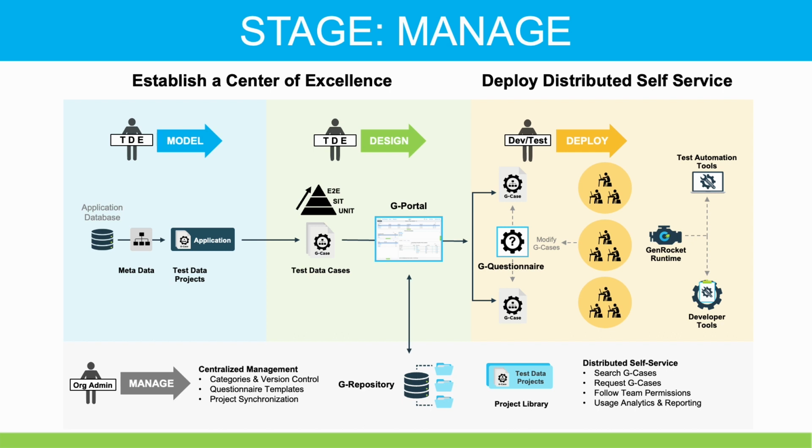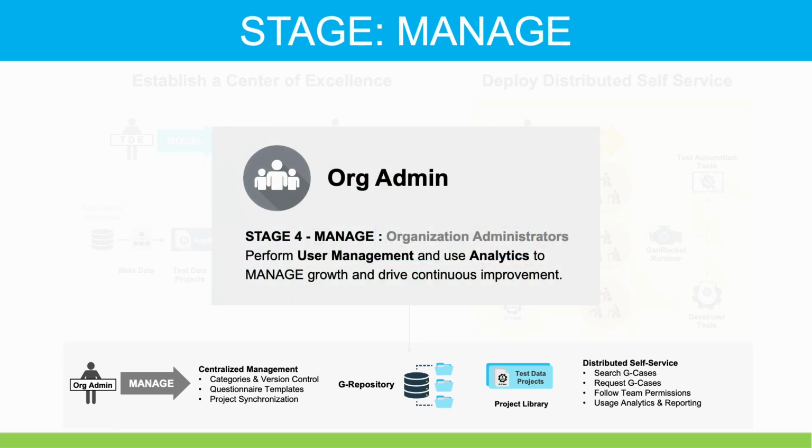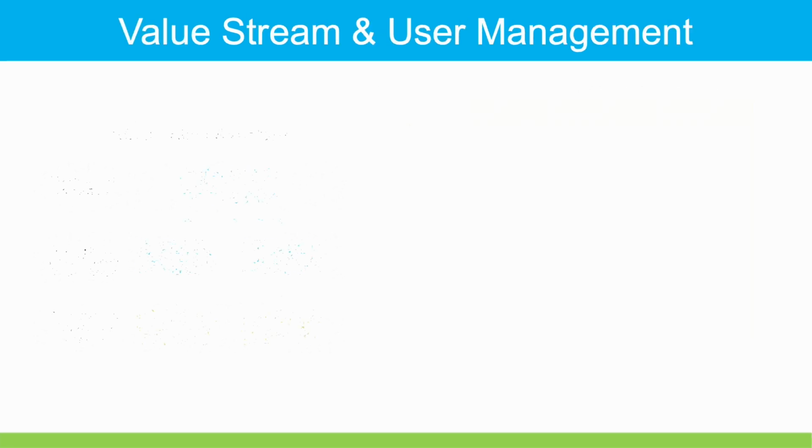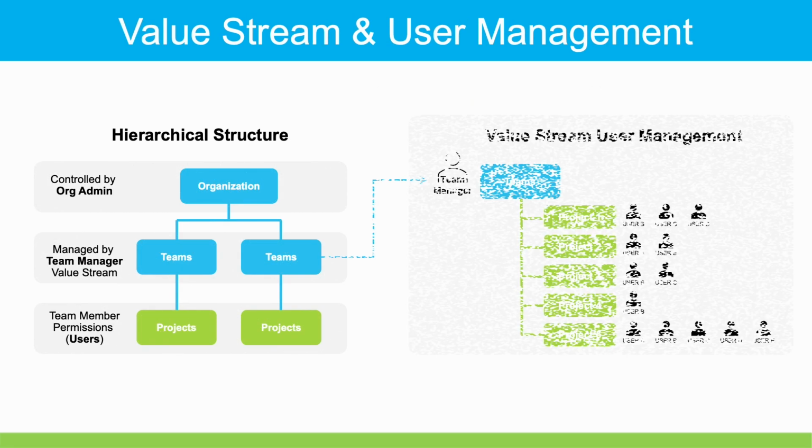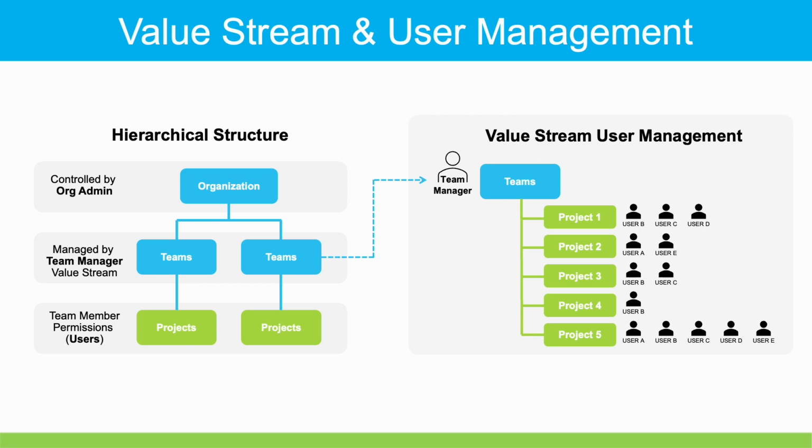And now we move on to manage, the enterprise class management capabilities for our distributed self-service platform. Let's look at how the org admin performs user management and tracks key metrics for driving continuous improvement. Using the team permissions feature, an org admin controls how users access, create, and revise test data projects. Each organization can set up any number of teams with any number of projects and users assigned to them. Team permissions provide the control needed to prevent users who may be located anywhere around the world from accessing or changing test data cases without prior authorization.